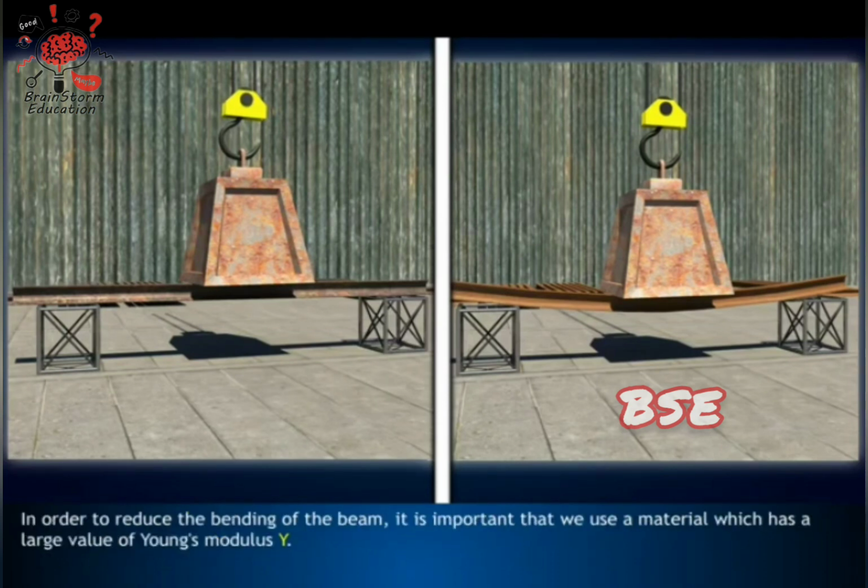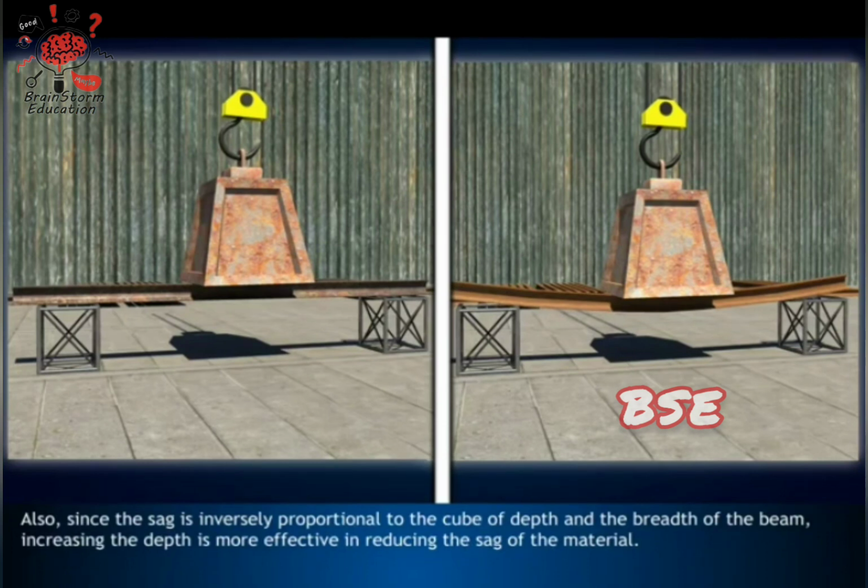In order to reduce the bending of the beam, it is important that we use a material which has a large value of Young's modulus Y. Also, since the sag is inversely proportional to the cube of the depth and to the breadth of the beam, increasing the depth is more effective in reducing the sag of the material.